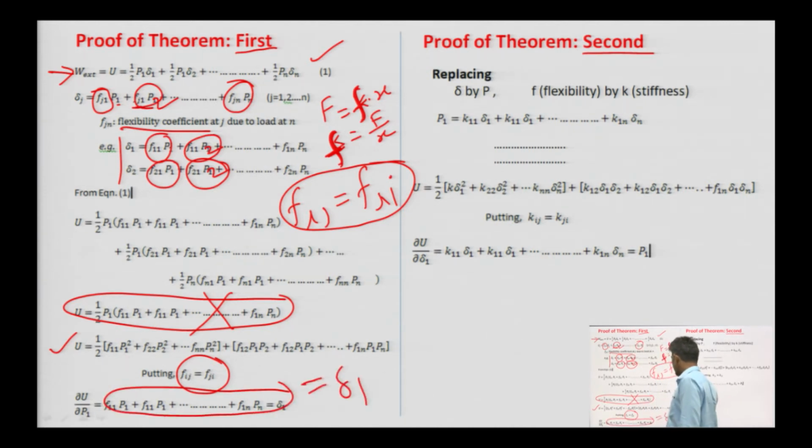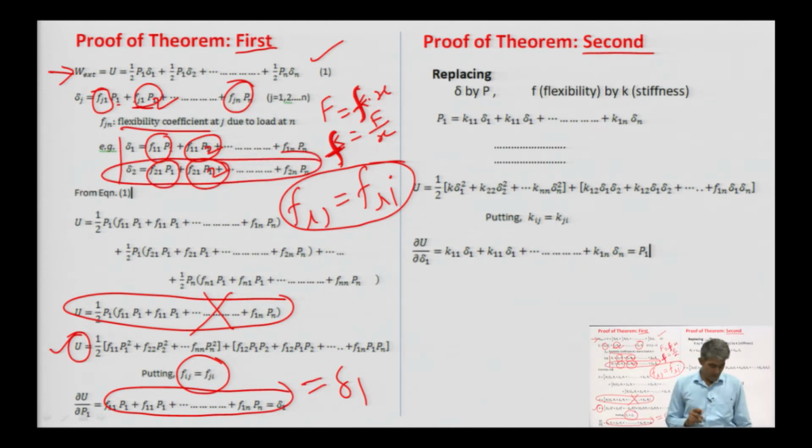delta 1. Therefore, we can conclude that the first partial derivative with respect to any force will give the corresponding displacement along the line of action of that force. If we differentiate this strain energy with respect to P 2, we will get this expression. So, this is the proof of the first theorem.